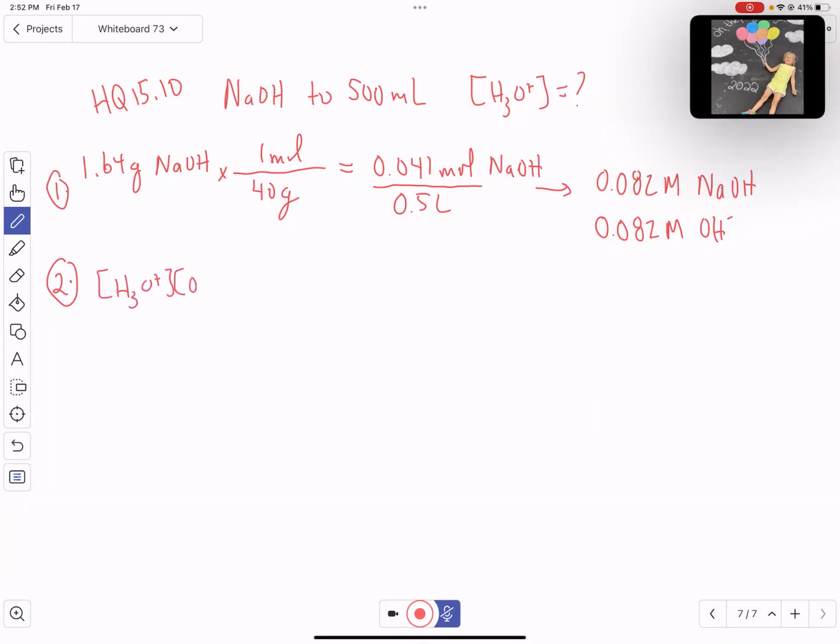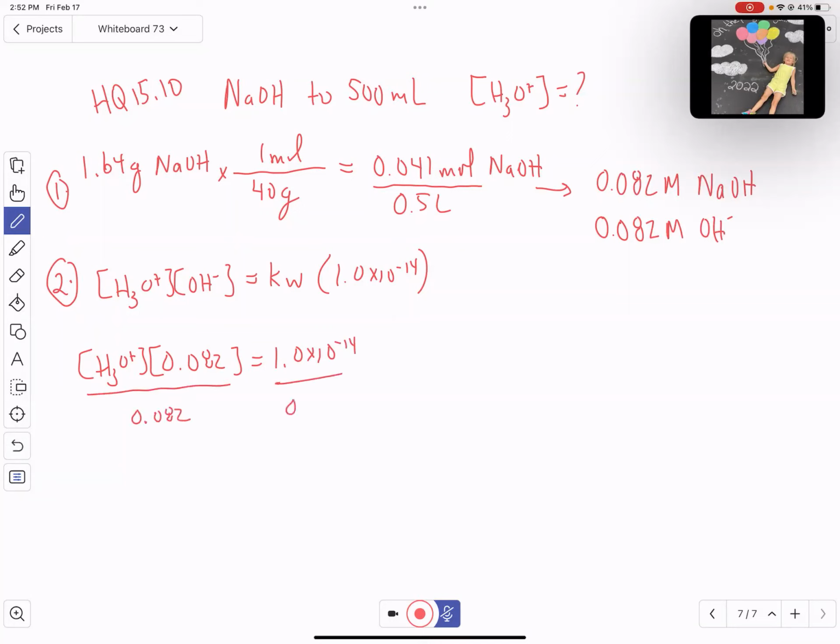Right, we know hydronium times hydroxide equals Kw, right? 1.0 times 10 to the minus 14. So we can plug in. I don't know hydronium. I know my hydroxide concentration is 0.082, and I know Kw is 1 times 10 to the minus 14. So divide both sides by 0.082. All right, that cancels out.